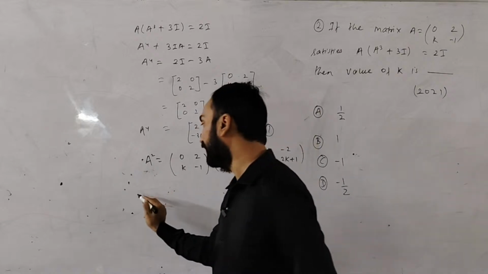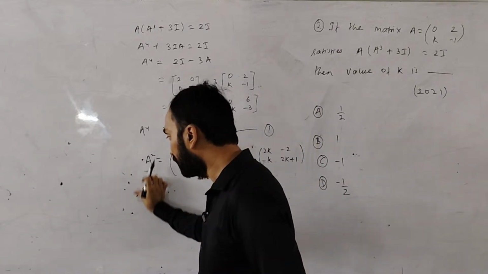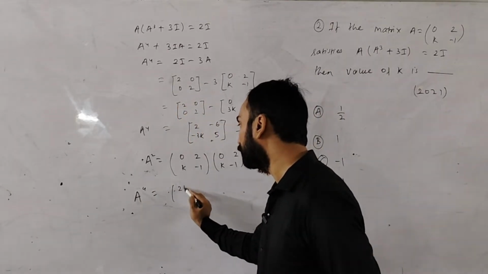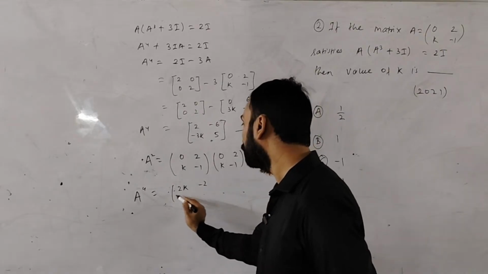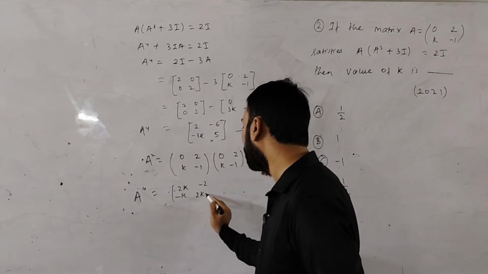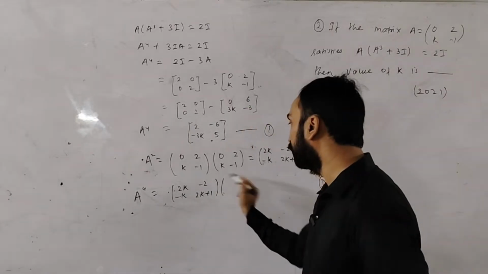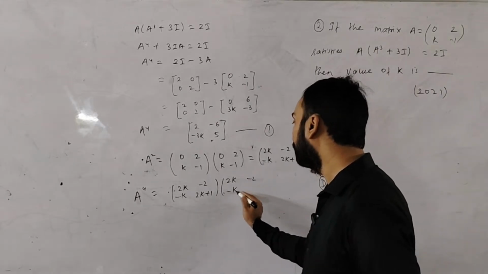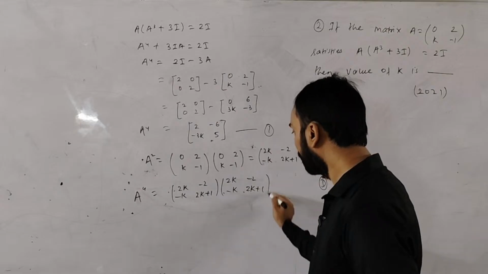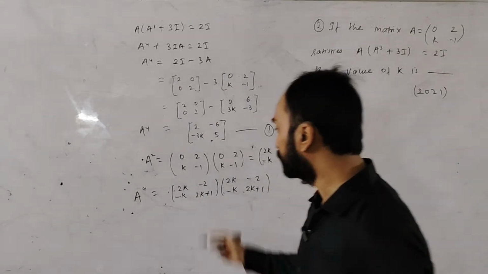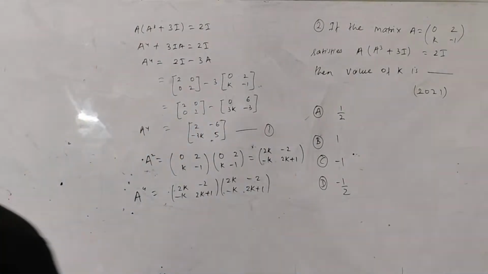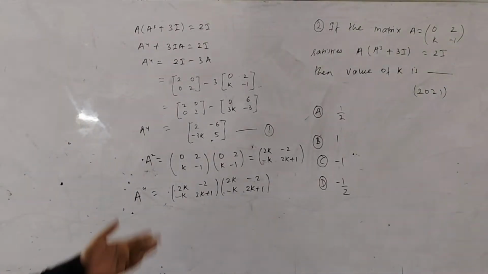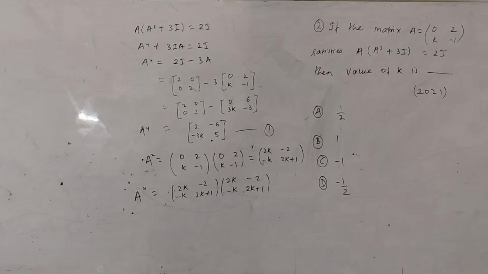So now we have to find A to the power 4. Whatever resultant we got for A square, just multiply it with A square again. So I will multiply 2k, minus 2, minus k and 2k plus 1 with 2k, minus 2, minus k and 2k plus 1. Again we perform the same thing: first row with the first column, first row with the second column, second row with the first column, and second row with the second column.